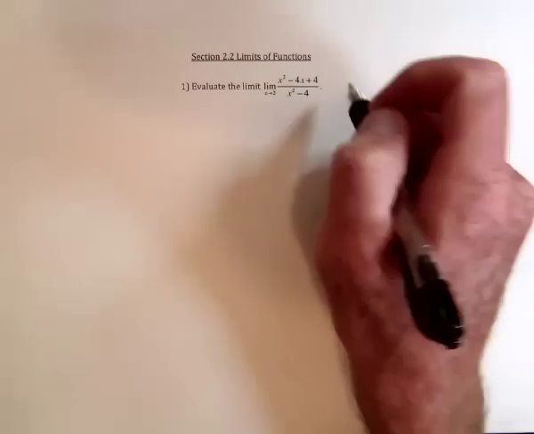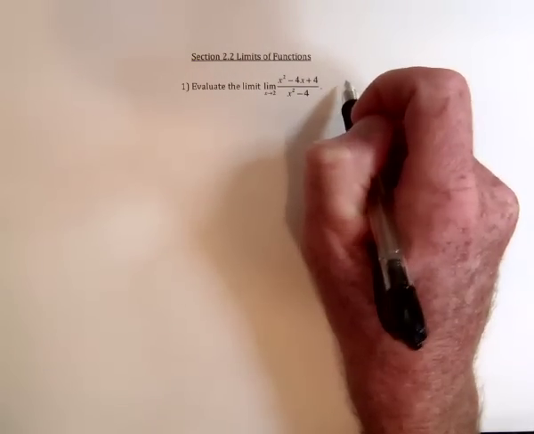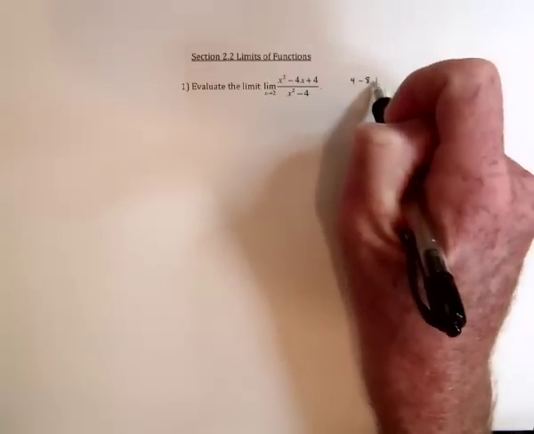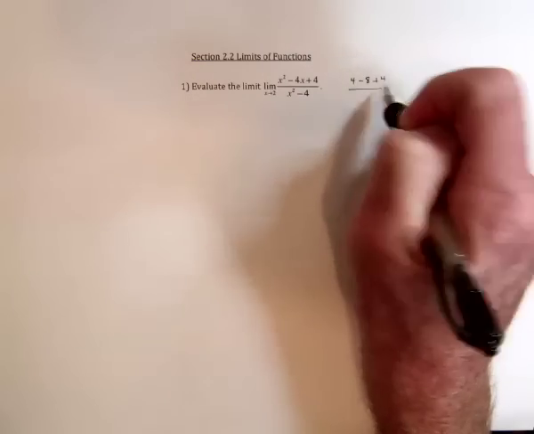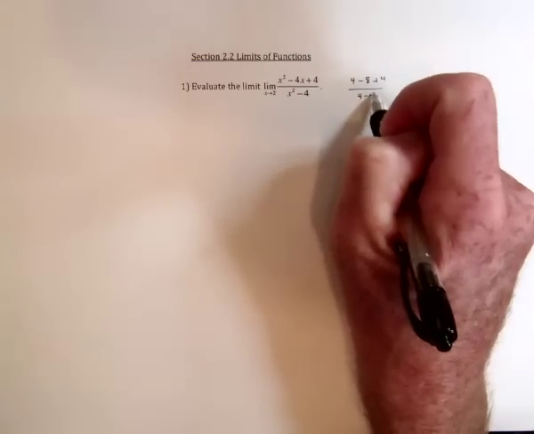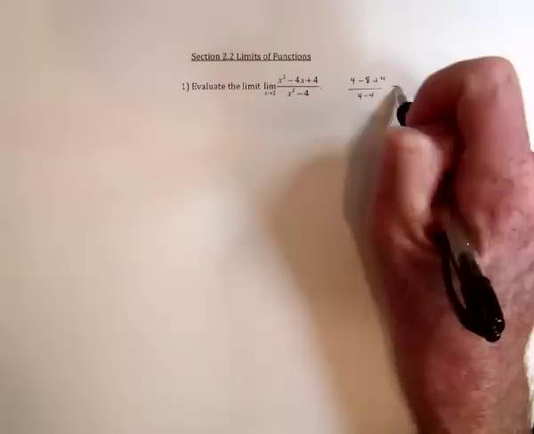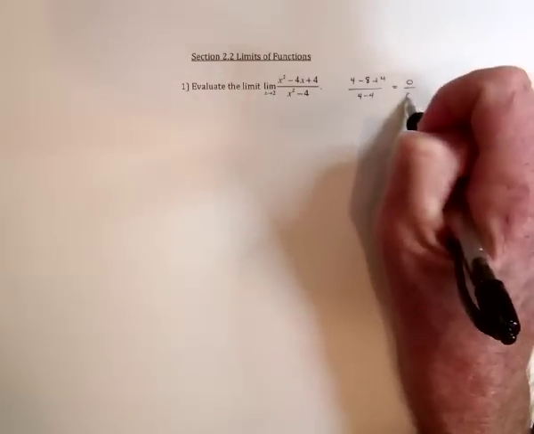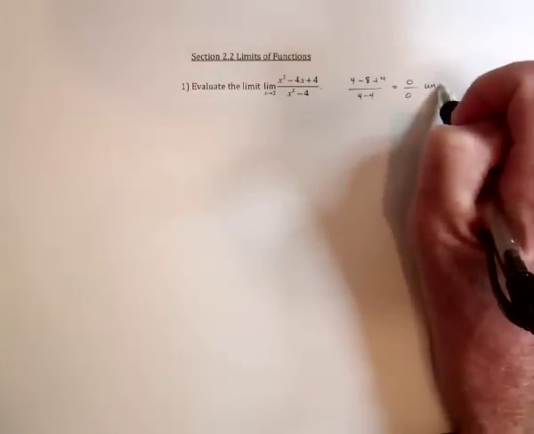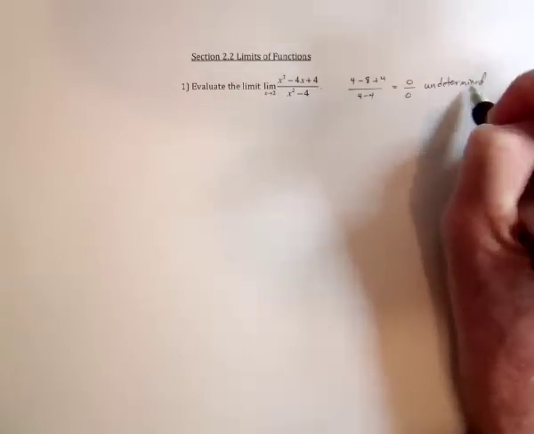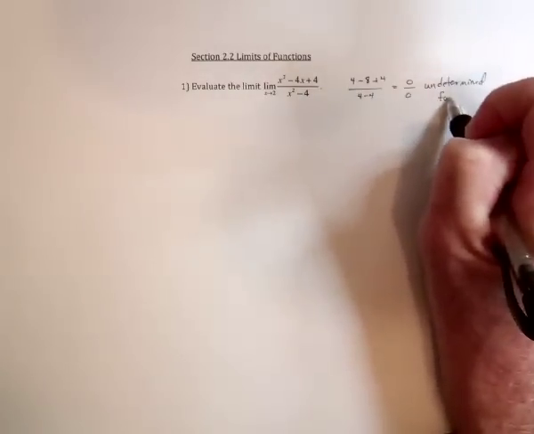So in here, if I substitute a 2, it's going to be 4 minus 8 plus 4 over 4 minus 4. So I can see that the denominator is already going to be causing trouble. And in fact, this is 0 over 0, which is called undetermined form.